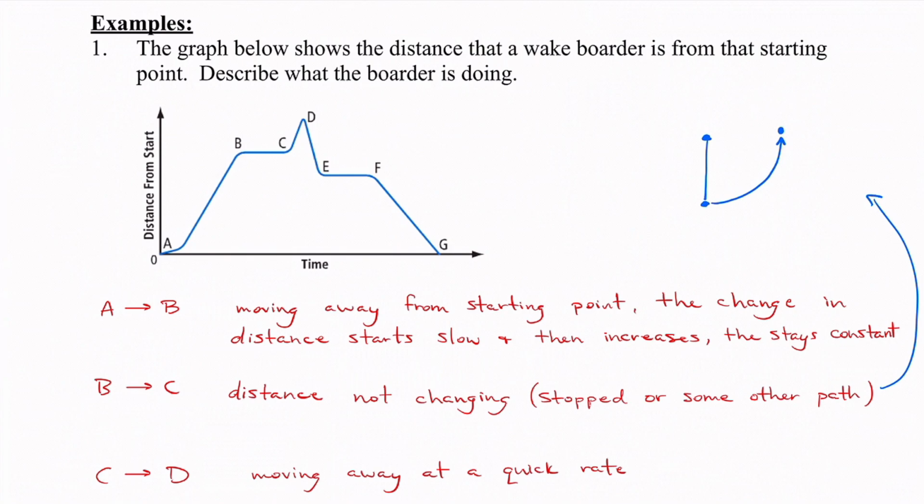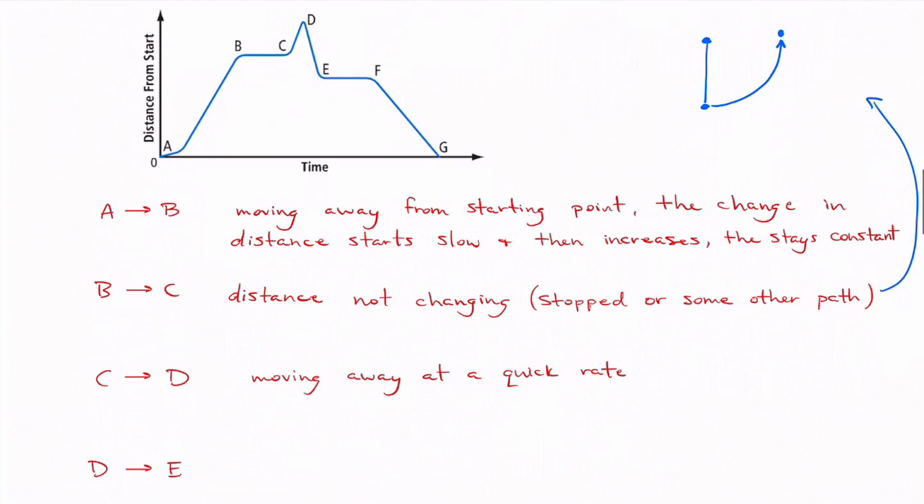Then for part D to E, now he's coming back down. So he's returning to his starting position. And he's doing that at about the same rate as this. Same steepness, just coming down. So he is returning back to his starting position. So let's write something like that for D to E.